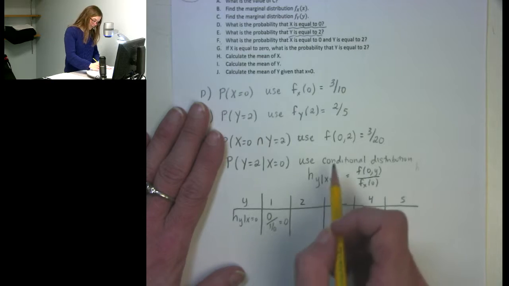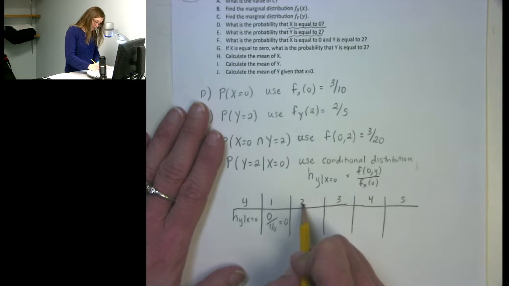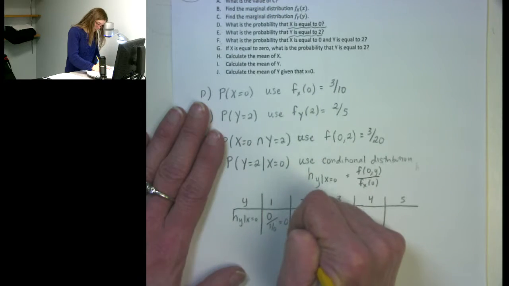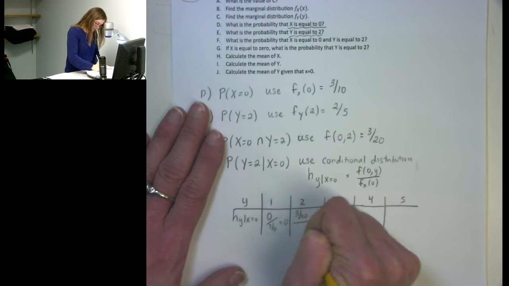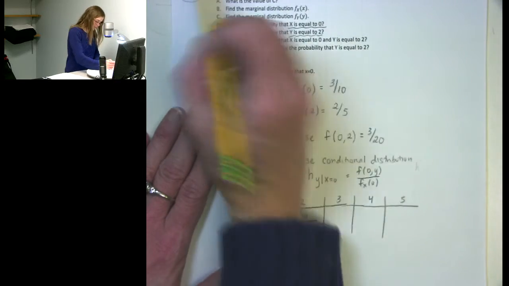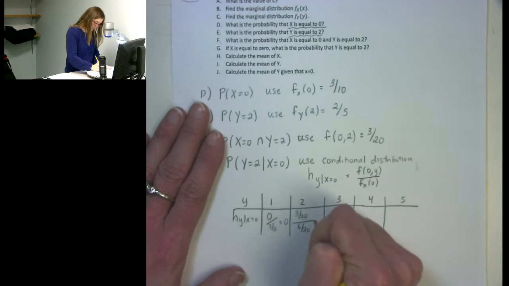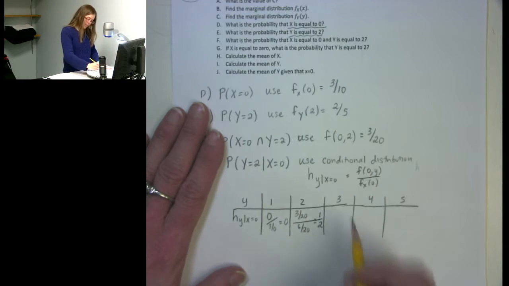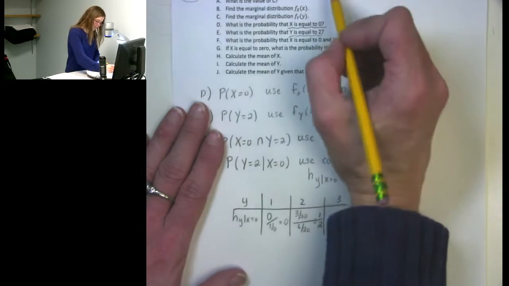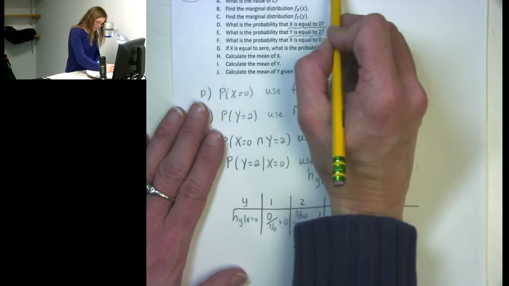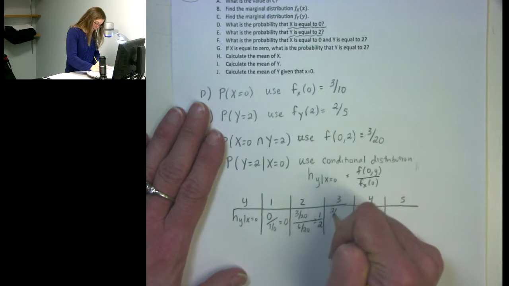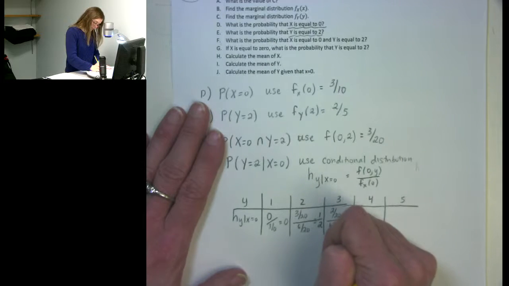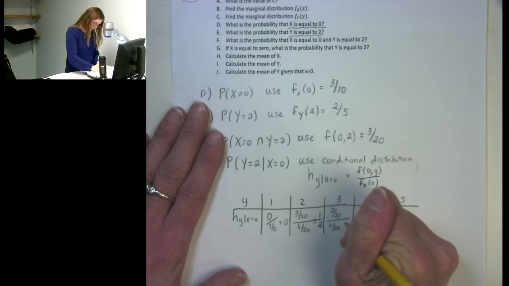For 2, okay, the joint probability is 3/20 divided by the probability that x is equal to 0 is 6/20. So this gives me 1/2. For y equals 3, probability of x equals 0 and y equals 3 is 2 out of 20 divided by probability that x is equal to 0, 6 out of 20. This gives me 1/3.